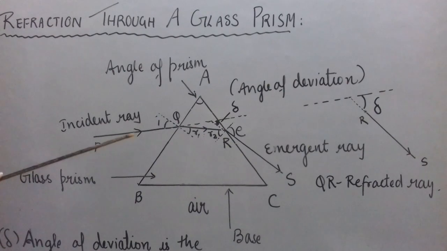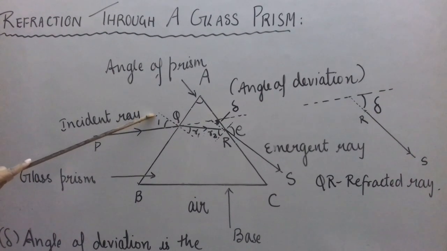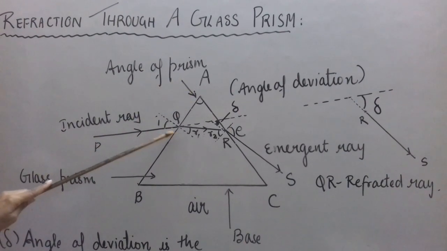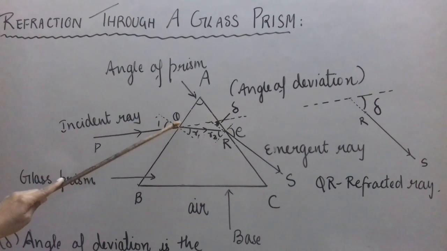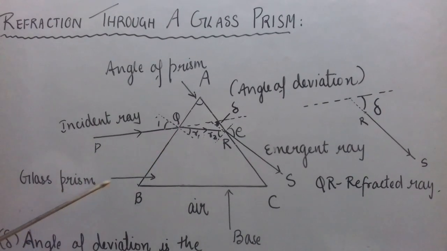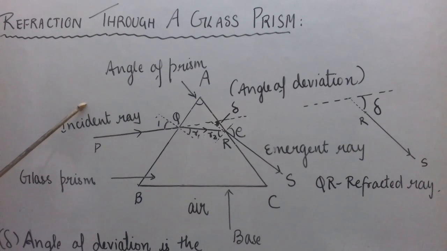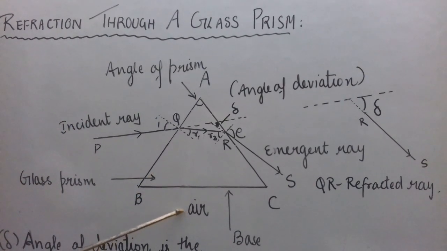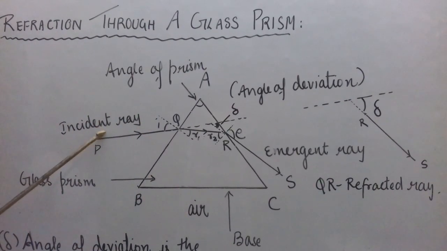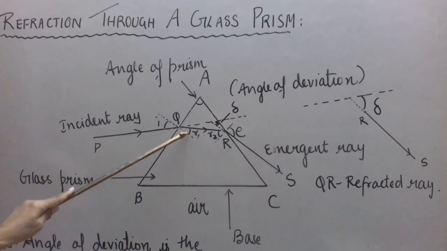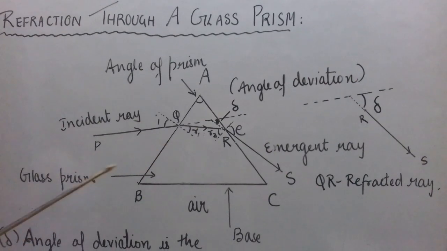Again I can see here that I have taken a ray which is incident obliquely at one surface of the prism. Now when it reaches here, it is going to enter into the glass prism. So it is going to enter from air because this prism is placed in air. So this incident ray is in air. As it strikes this surface at Q, it is going to enter into the denser medium glass.